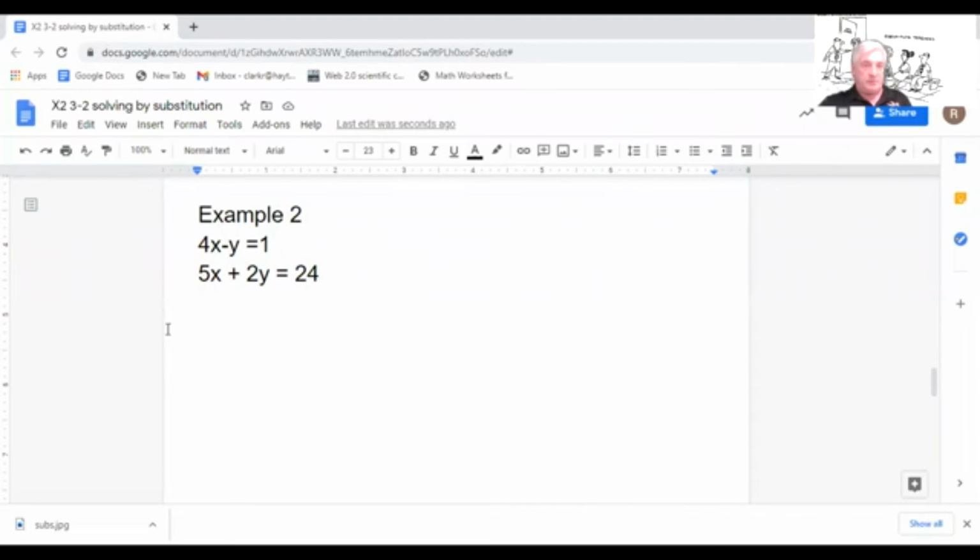Here's my second example today. I have 4x minus y equals 1, and I have 5x plus 2y equals 24. Now, in a couple of days, we're going to solve some equations by elimination. We're not there yet. I would solve this by elimination.